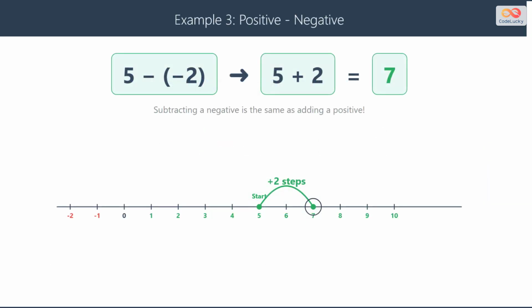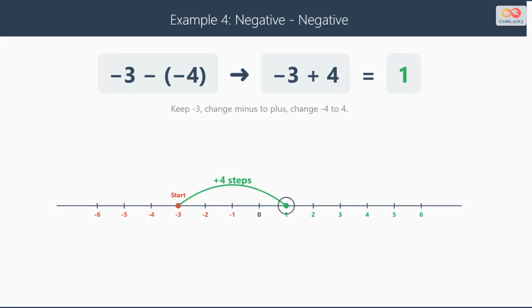Let's see that in action. 5 minus -2, we keep the 5, we change subtraction to addition, and we change -2 to +2. The problem becomes simply 5 plus 2, which equals 7. We move to the right on the number line.